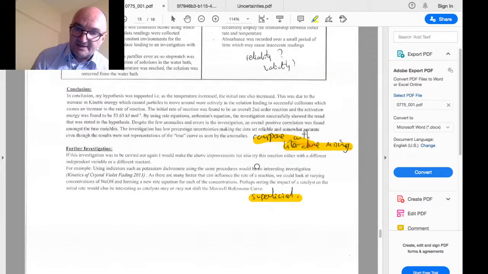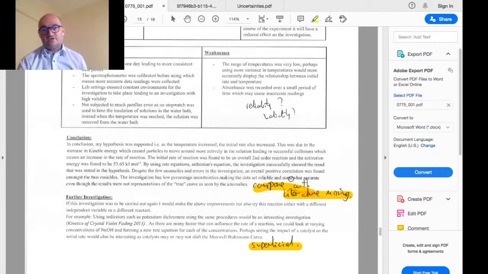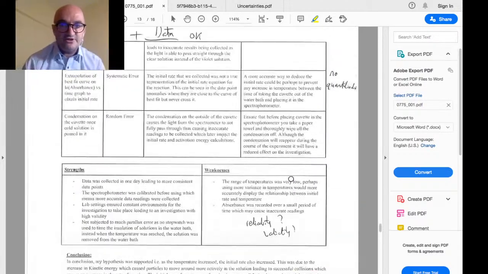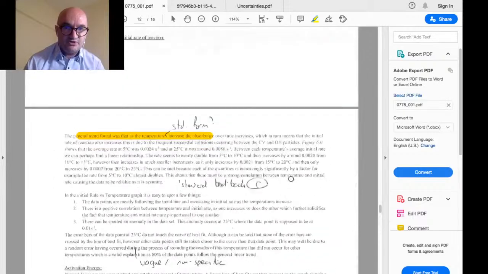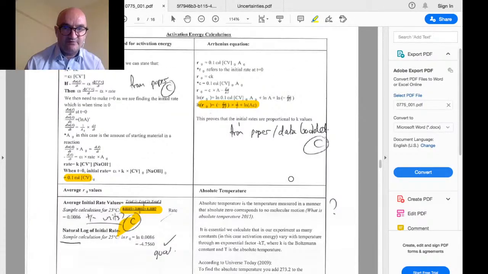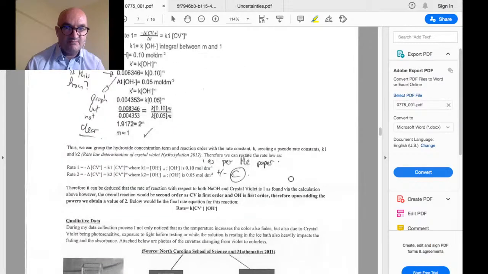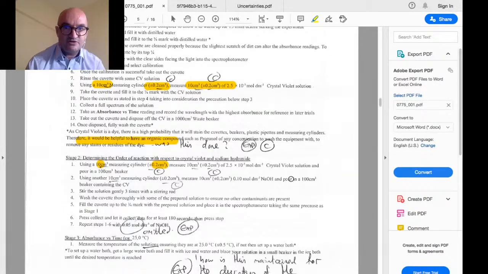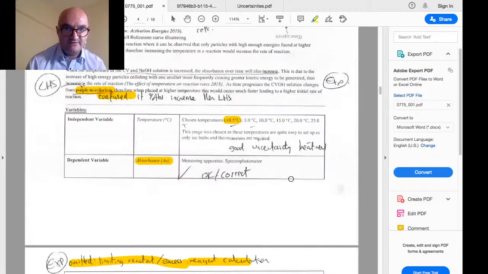Further investigation was fairly superficial. So I've gone through this in 20 minutes, which is quite quick. I obviously spent probably 40 minutes beforehand marking this in depth, so I knew what I was going to say on this live stream.